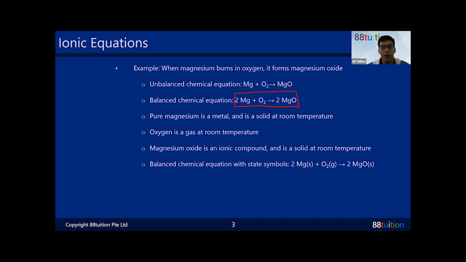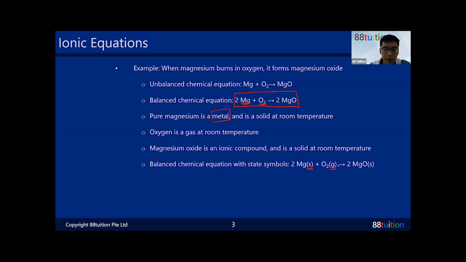Then how we assign the state symbols is as follows. The first one here is magnesium. Pure magnesium is a metal, and a metal at room temperature has to be solid. So for Mg, we assign (s) to show that it is in the solid state. The next one is O2. O2 is oxygen gas, which at room temperature is already a gas. So I'm going to put (g) to indicate gas.